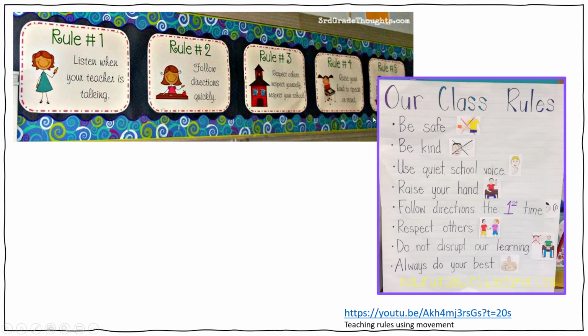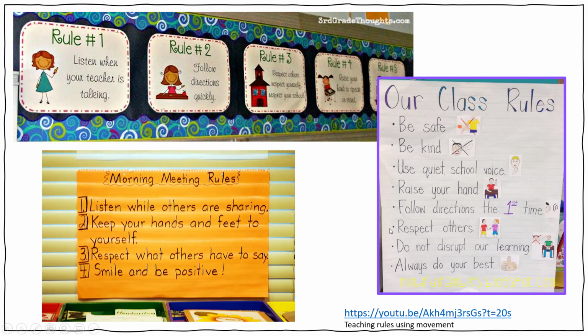And then here's another example of class rules. Be safe, be kind, use quiet school voice, raise your hand, follow directions the first time, respect others. And so this is where it varies within classrooms and within schools. Those anchor rules are going to be be kind, respect others, be safe, and then follow directions the first time are those classroom rules. And you can link that to respecting others, those anchor rules.